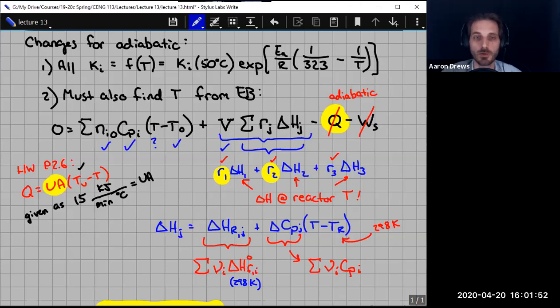You might take a look at the code that I'll post for this example, for the adiabatic case from the in-class example, to get an idea of what that looks like.